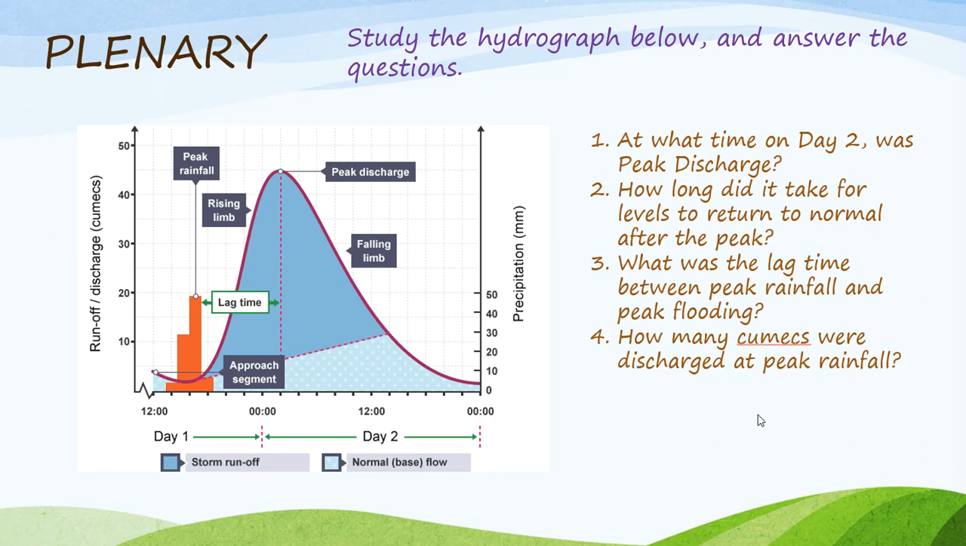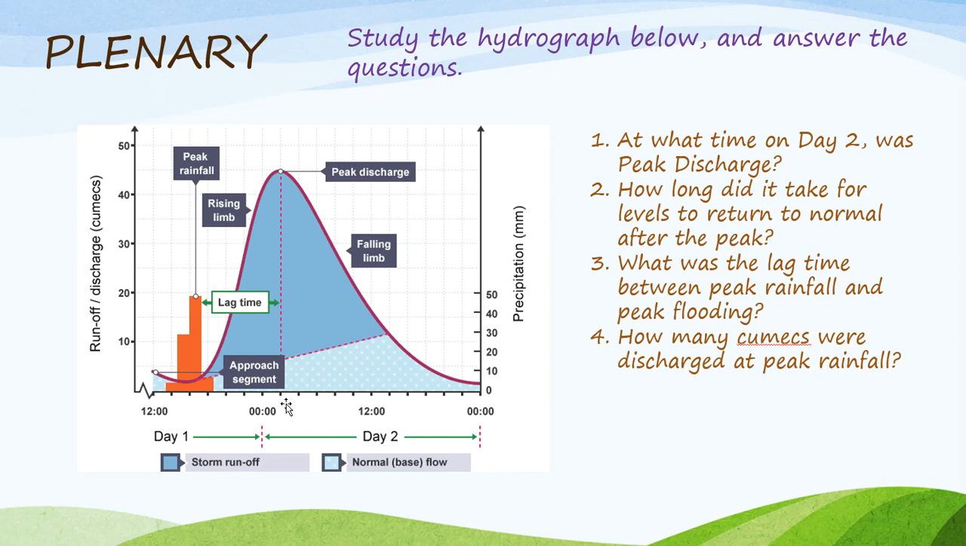3, what was the lag time between peak rainfall and peak flooding? So here is the lag time here. Peak rainfall was at about 2:30 in the afternoon, 2 o'clock in the afternoon, and peak discharge was 1 in the morning. So from 2 in the afternoon to midnight is 10 hours, so about 11 hours, basically between peak rainfall and peak discharge.